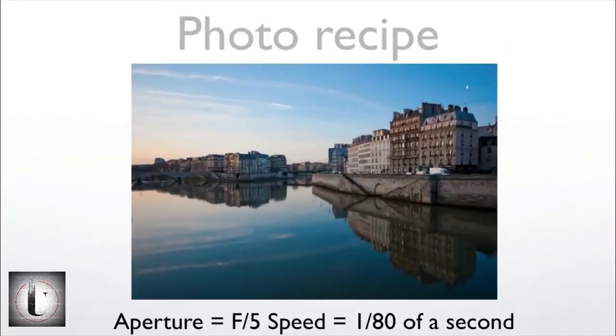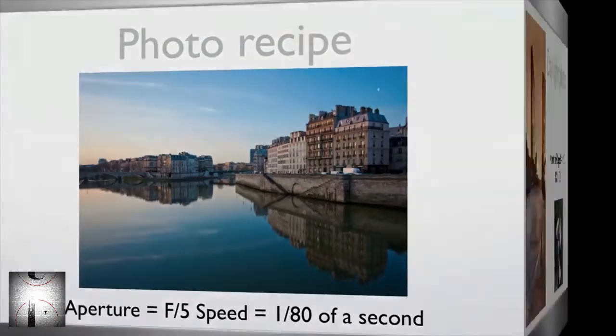Okay, so let's look at some photo recipes to illustrate everything we went over. This was a photo I took early in the morning, and there was quite some light, but not that much. So I put my aperture at f5, and the camera, because I was in AV mode, told me the speed is 1/80th of a second. I know that's faster than 1/40th of a second, so I went ahead and took the shot.